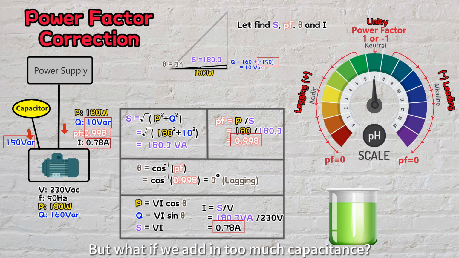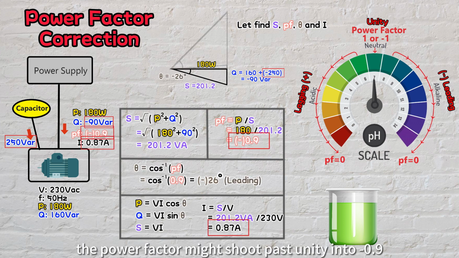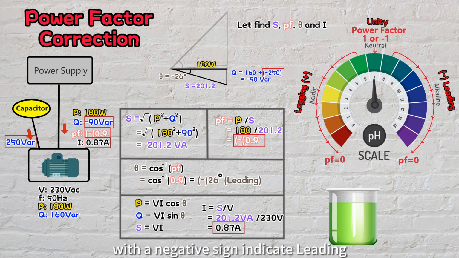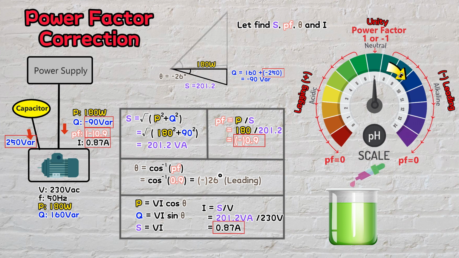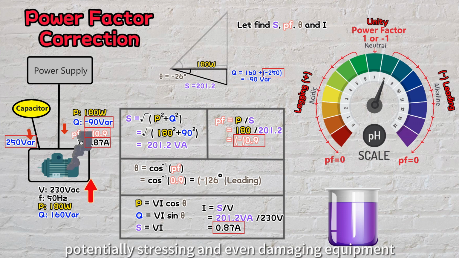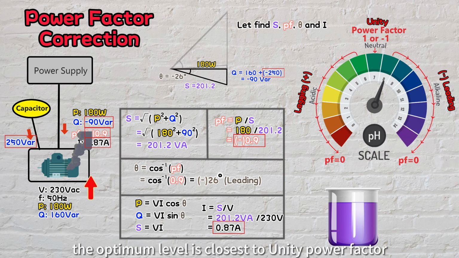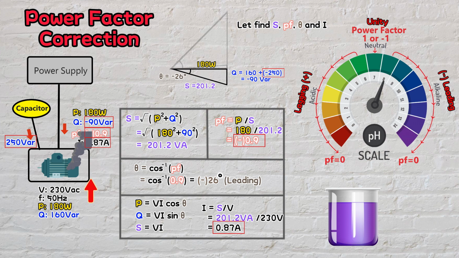But what if we add in too much capacitance? Imagine a 250 var capacitor is used. The power factor might shoot past unity into minus 0.9, with a negative sign indicating leading. It's like accidentally dumping in too much alkaline in the pH mix, and the pH goes beyond 7. Now, the current's leading the voltage and this isn't great. The leading power factor can lead to a rise in the voltage, potentially stressing and even damaging equipment designed for lower voltage levels. Therefore, the optimum level is closest to unity power factor.